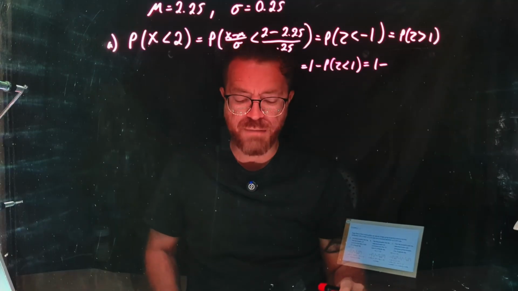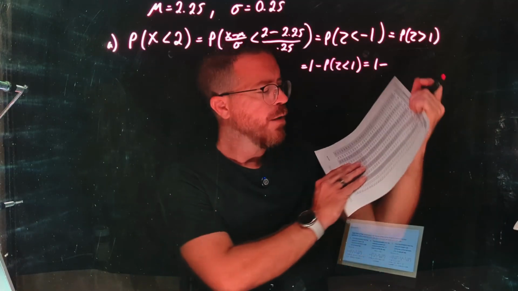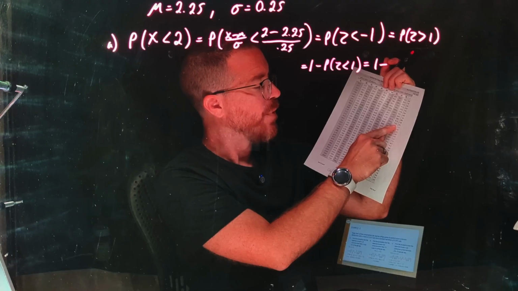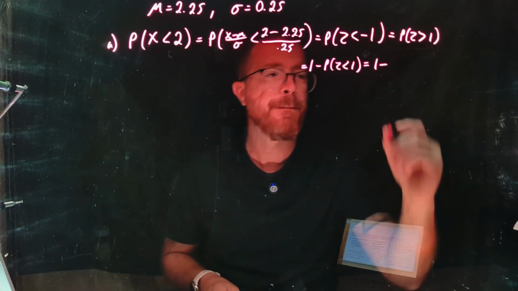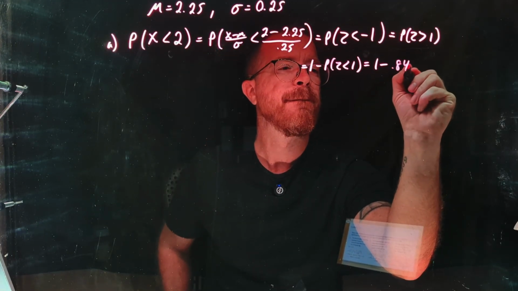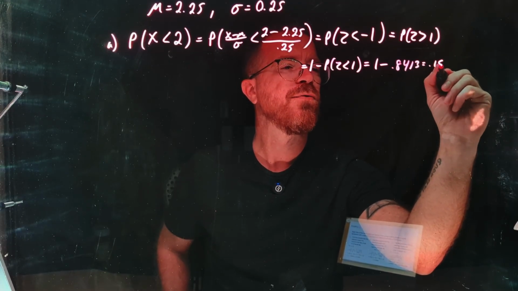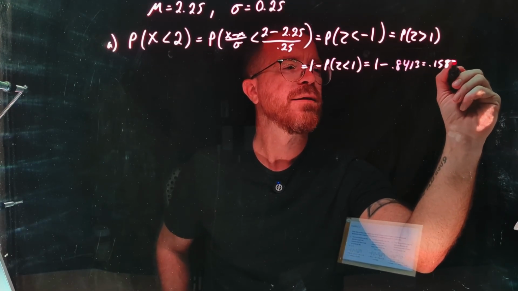So this will end up being 1 minus, and we go to our table. We look up 1.0, we go over to the first column for 0.00, and we get 0.8413, which will be 0.1587.